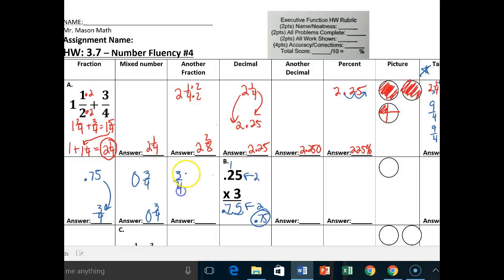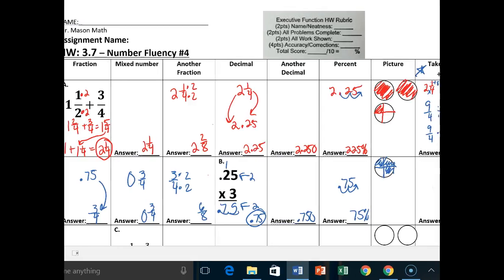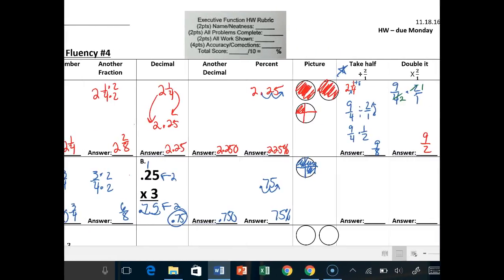What's another fraction? Just take 3/4, multiply it by 2 on top and bottom. We get 6/8. Another decimal, 0.750. A percent, 0.75. Swoop it 2 times to the right, get 75%. We just divide this circle up into fourths and we shade in 3/4 of it. For the take half, we're going to use the original fraction that we have, which is 3/4 divided by 2/1. We flip it, so 3/4 times 1/2, we get 6/8.